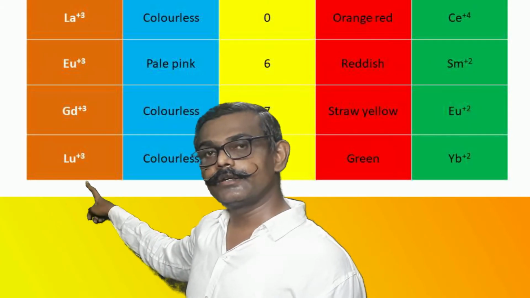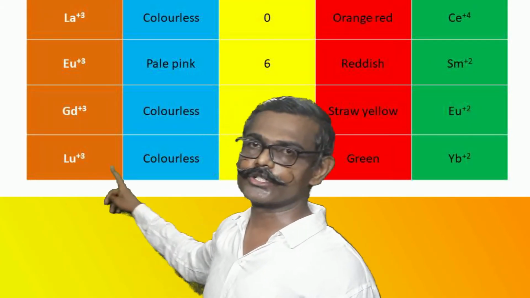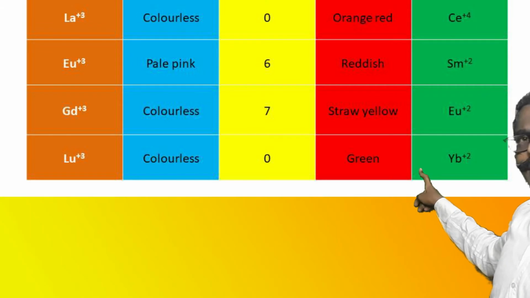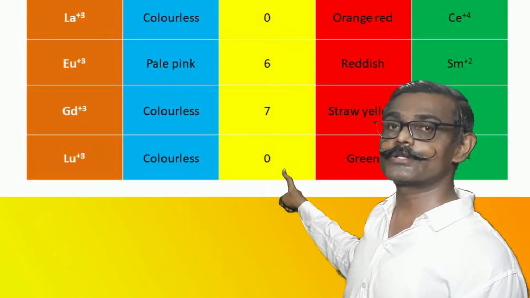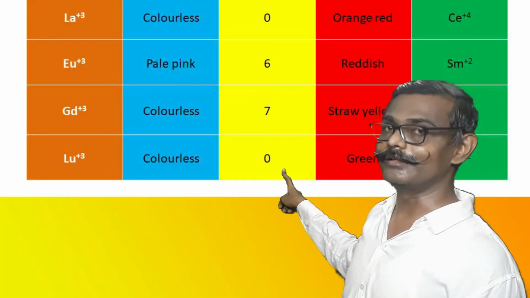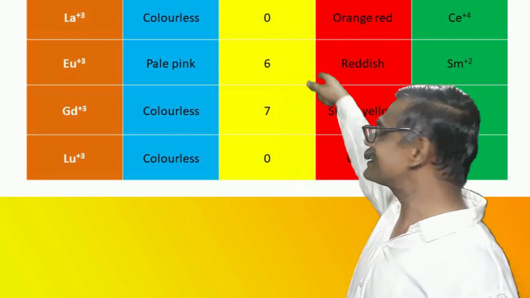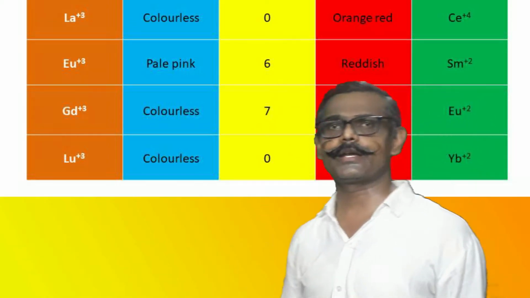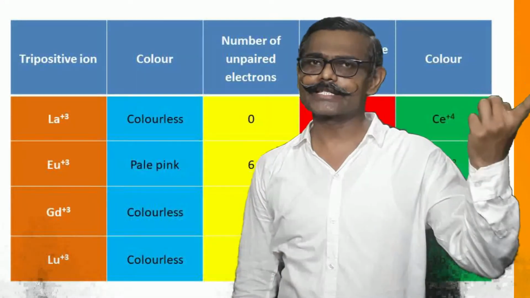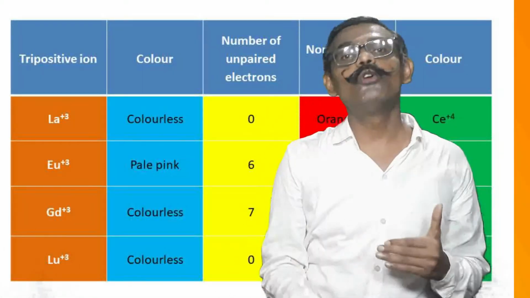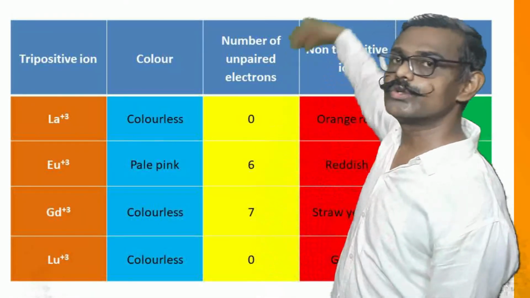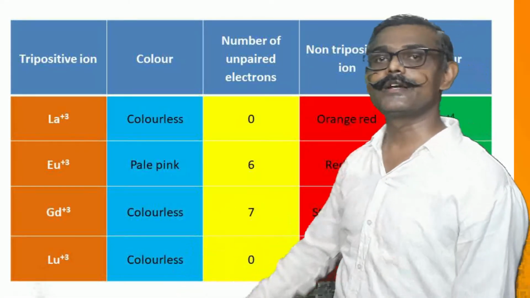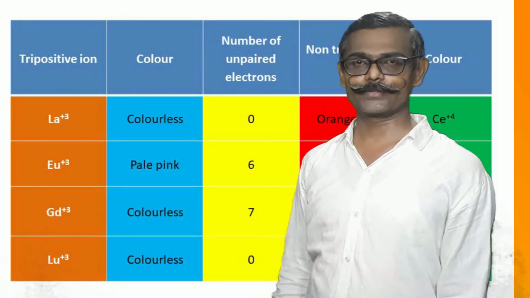Lutetium plus 3 has f14 electronic configuration. Ytterbium plus 2 has f14 electronic configuration. Both have 0 unpaired electrons. Lutetium plus 3 is colorless, but ytterbium plus 2 is green in color. Now for these dipositive metal ions, in addition to the previous color, you can add one more color for the dipositive. That will be your creativity, so that you can remember the colors of these dipositive lanthanoids.